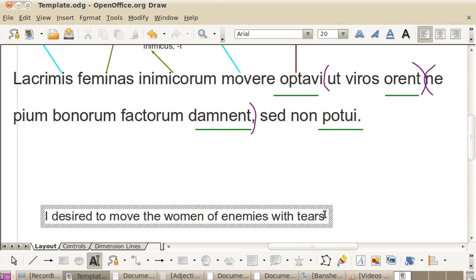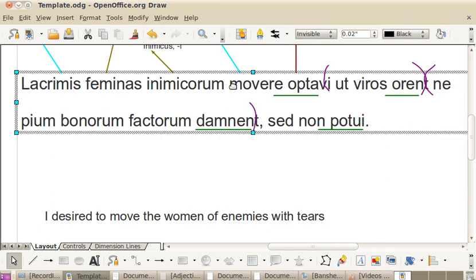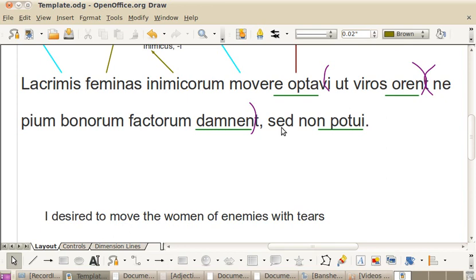We have a choice now. We can either go straight to the sed non patui and finish off the main idea, or we can translate the subordinate clauses. And since I don't want to spoil things, I don't want to ruin this sentence, because even though this person is desiring to move the women of the tears, we have a big but. So let's not spoil it. Let's do some of the subordinate clauses.